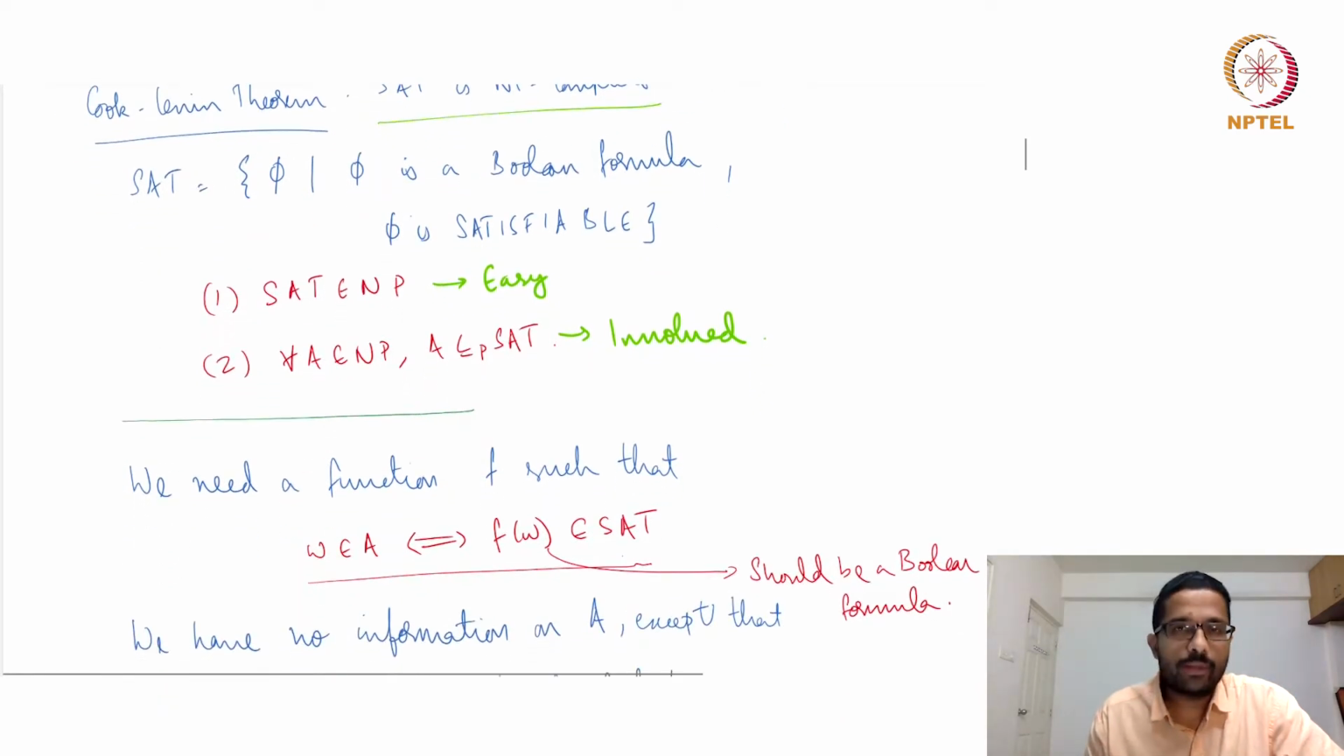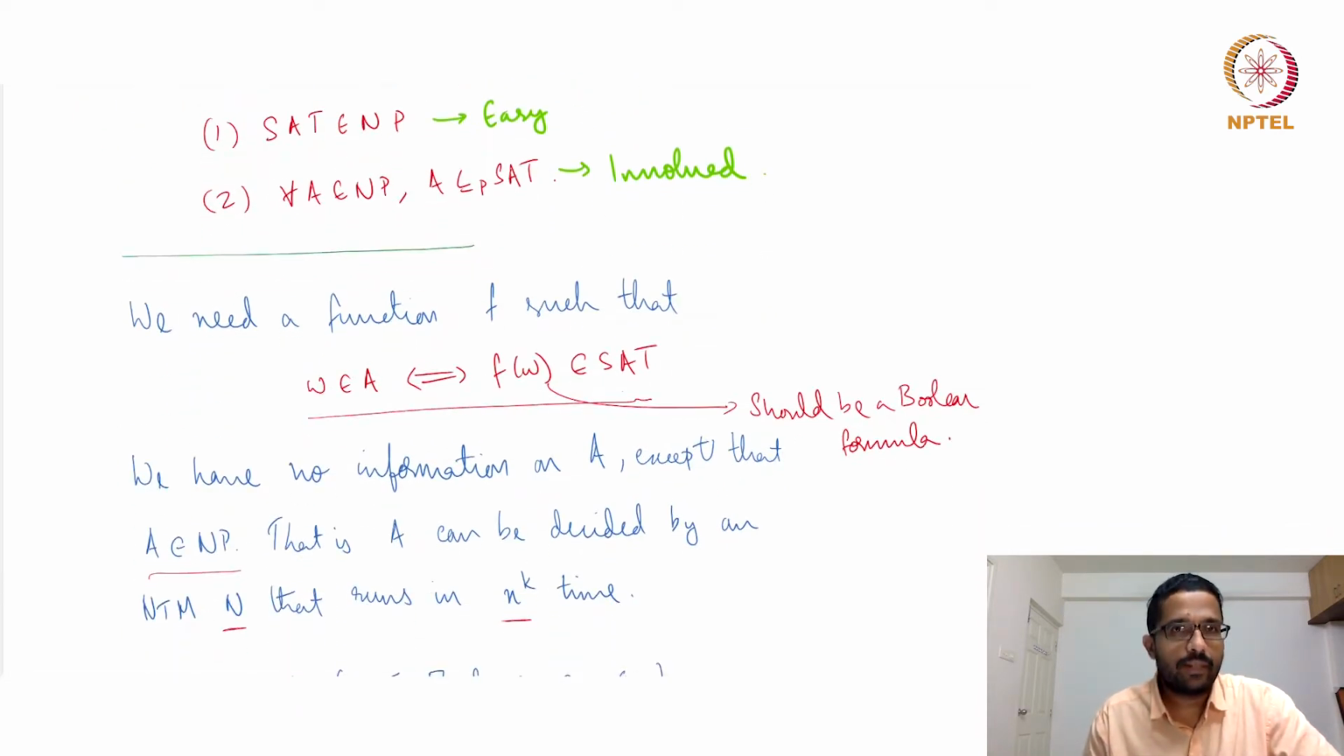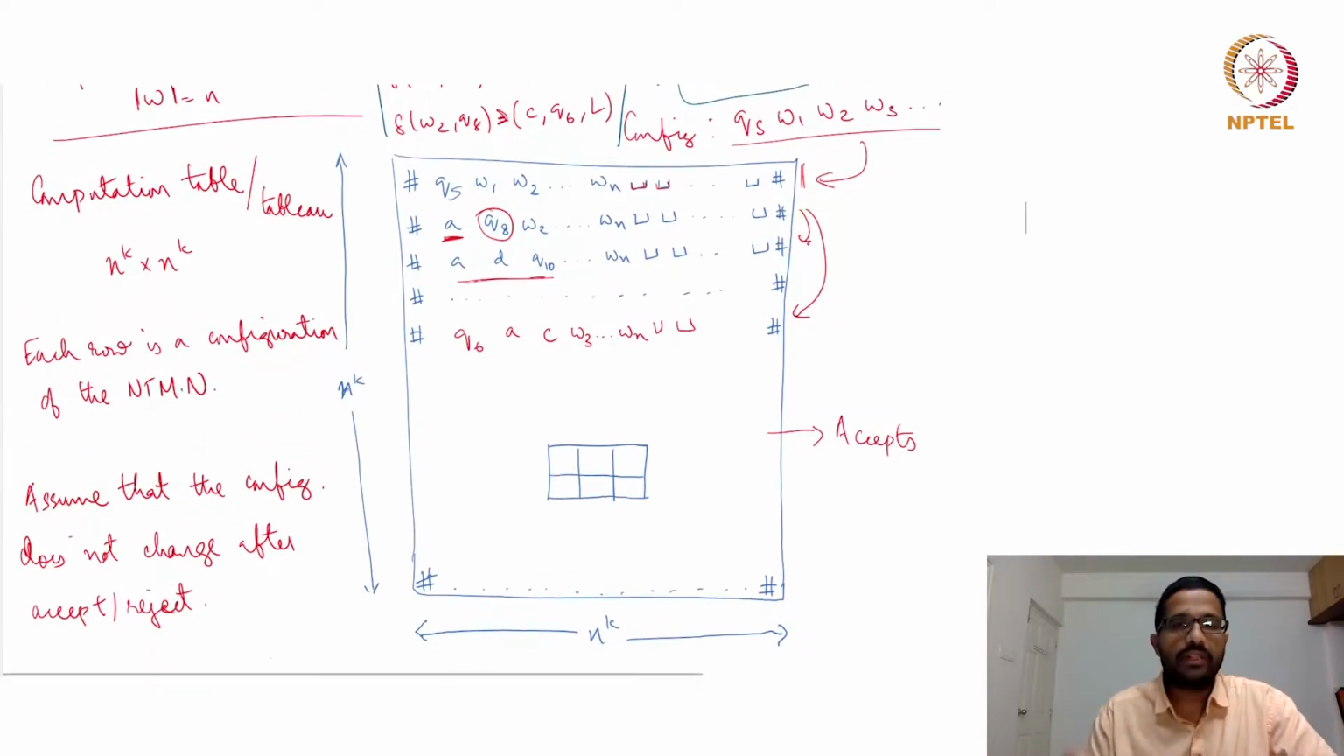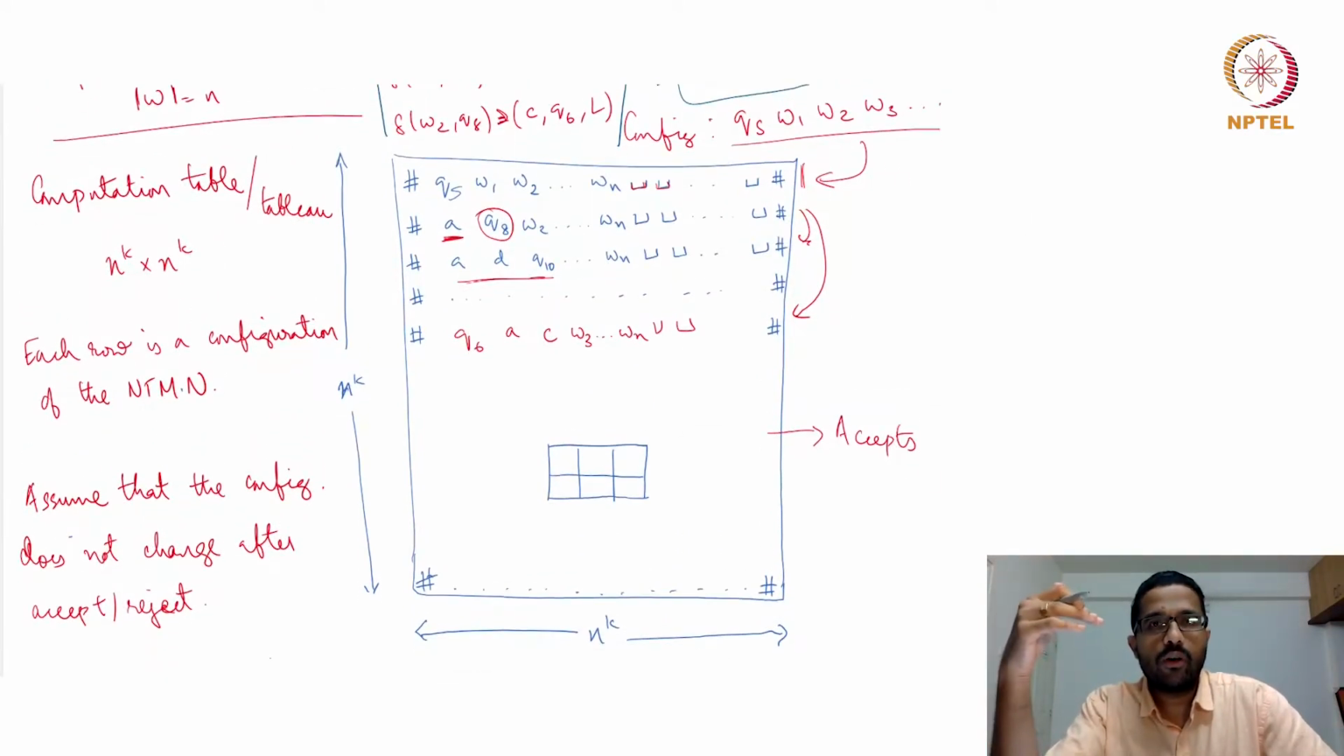Right, so we took an arbitrary language A and we are attempting to show that A reduces to SAT, which means given an instance W of A, we need to produce a SAT instance, which will be a Boolean formula, such that W is in A if and only if the Boolean formula, which we will call f of W, is satisfiable, right? So the main idea was to create this computation table of W.